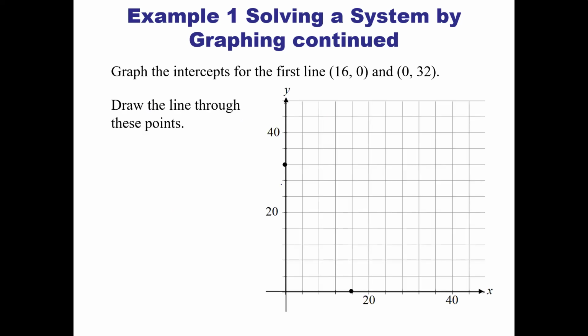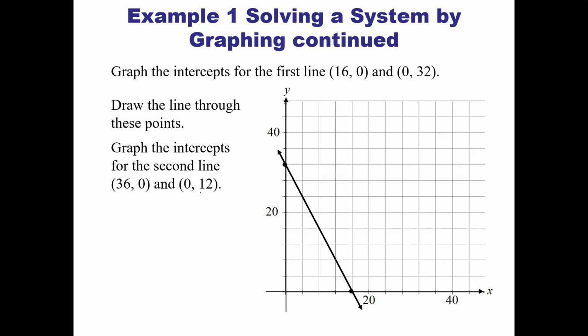So we graph those first 2 points, (16, 0) and (0, 32), and that's what it looks like here. And so what we're going to do is draw a line. Luckily this is already drawn for me, so I don't have to draw it. And then the second one, we're going to do the next 2 points, (36, 0) and (0, 12), and we get those two. And we're going to draw a line again.